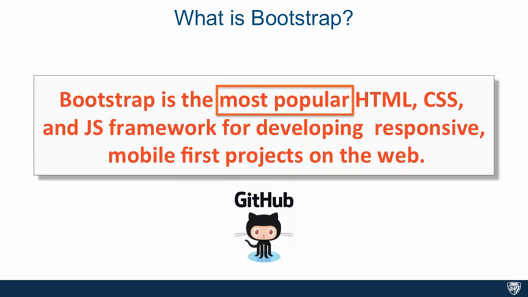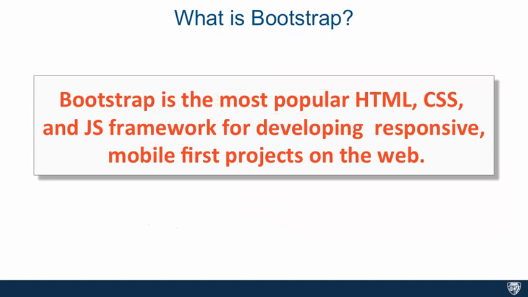Well, GitHub, which is basically a large website with code repository that has a social component to it, has over 90,000 stars or likes of the Bootstrap project. So it's the most popular project on the entire website. And it's been forked over 38,000 times.